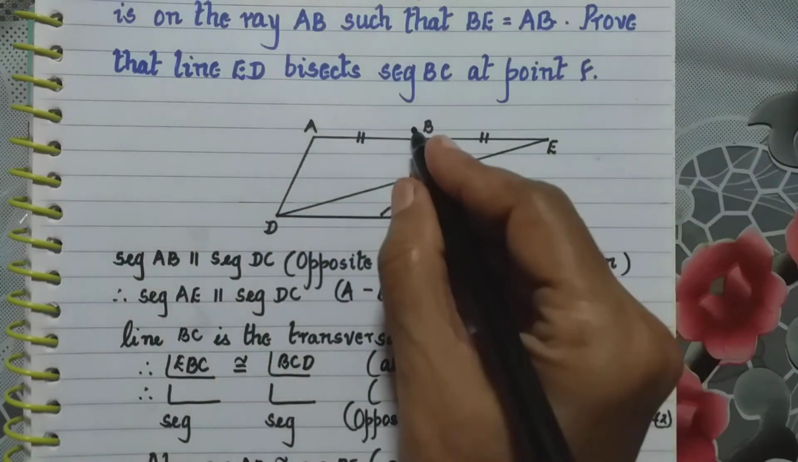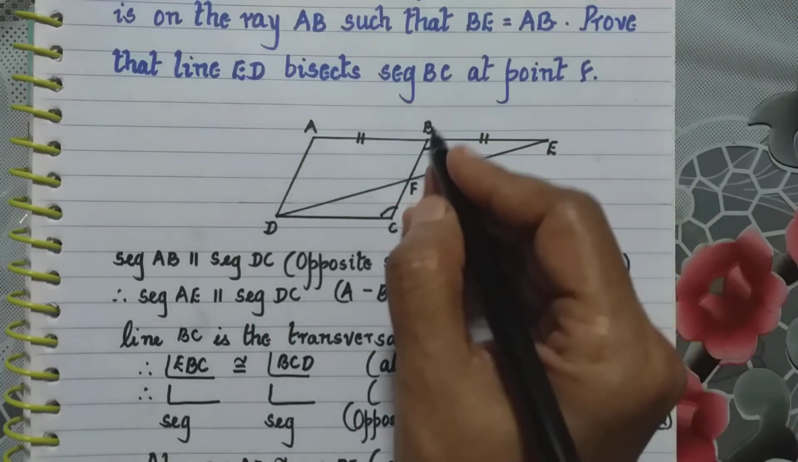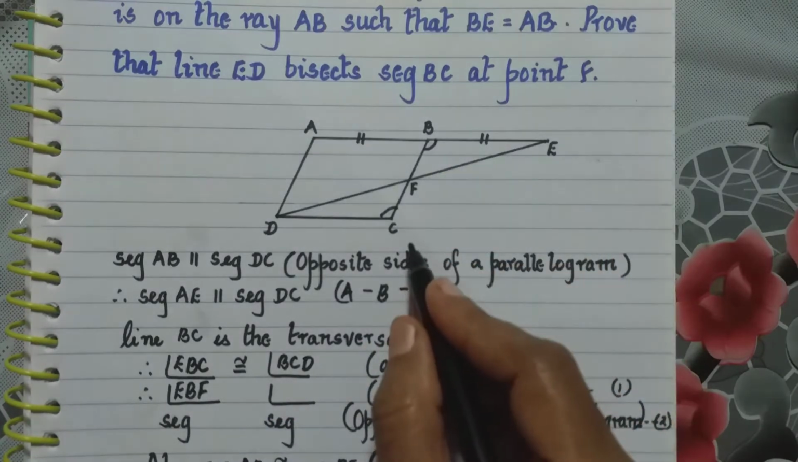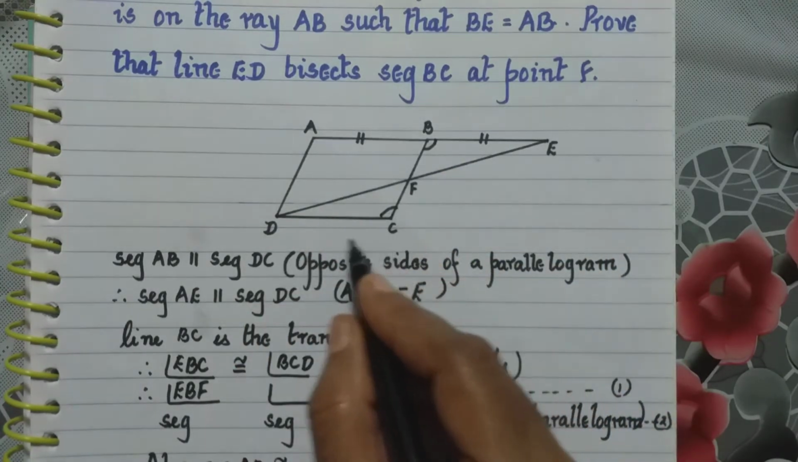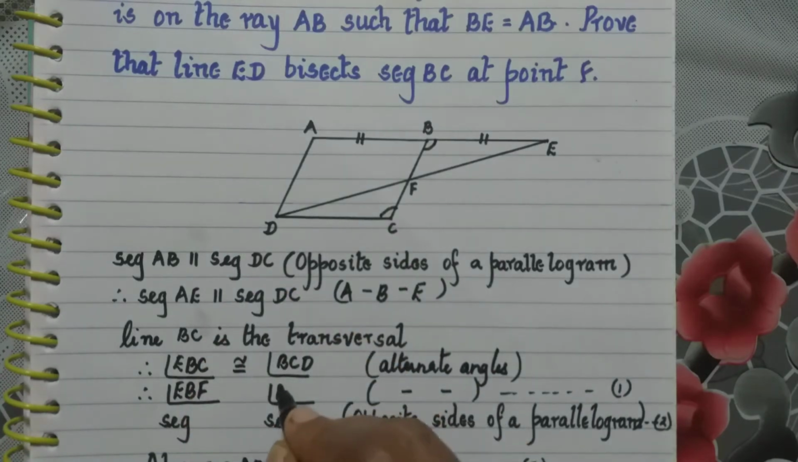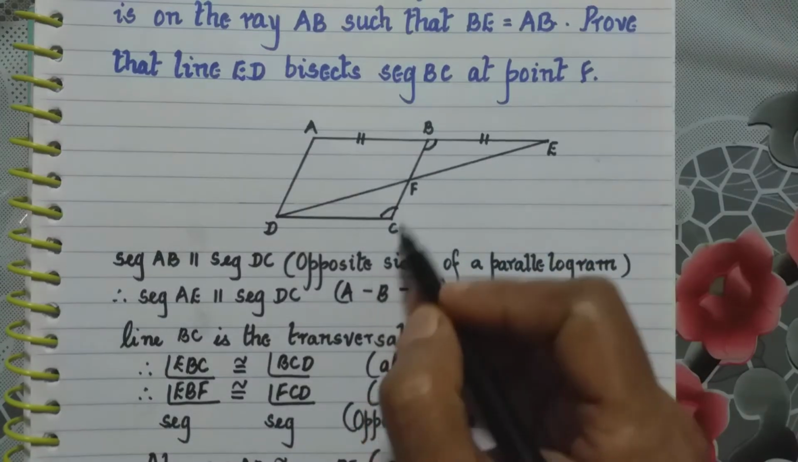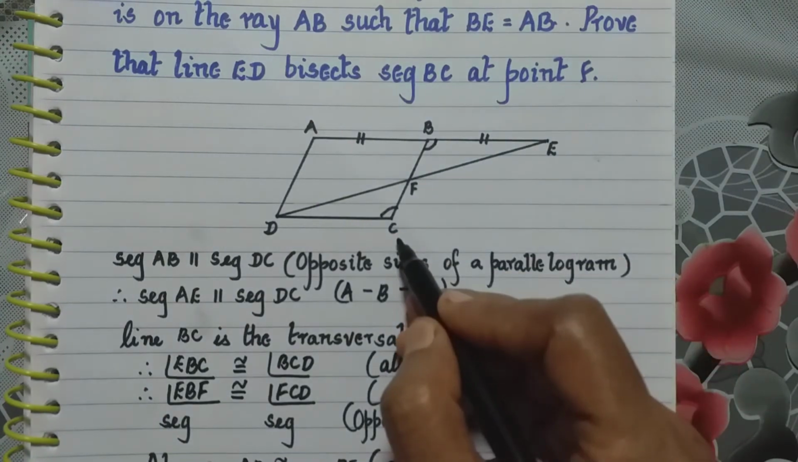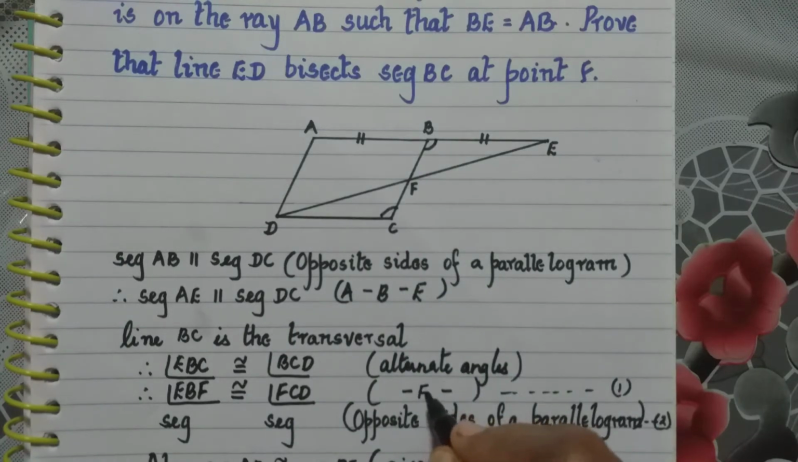Now instead of writing angle EBC, I can also call it angle EBF. So I write here EBF. And instead of naming the angle as BCD, I can name it as FCD. So I write FCD. And what sign should come here? Congruent. Now, how do I get this? Because this point F lies between B and C. So I write point F lies between B and C.